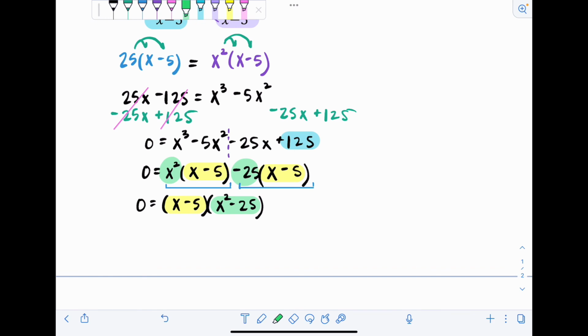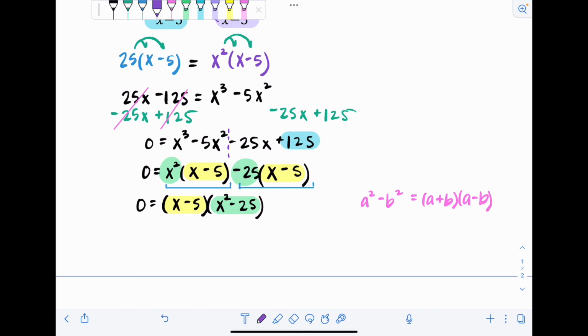And then we want to check to see if we can factor it any further. x squared minus 25 is a difference of squares, right? A difference of squares is something in the pattern a squared minus b squared, and 25 is a perfect square. That factors into a plus b times a minus b.